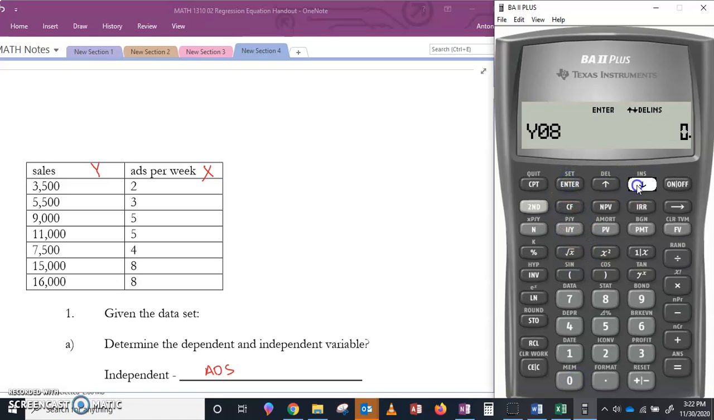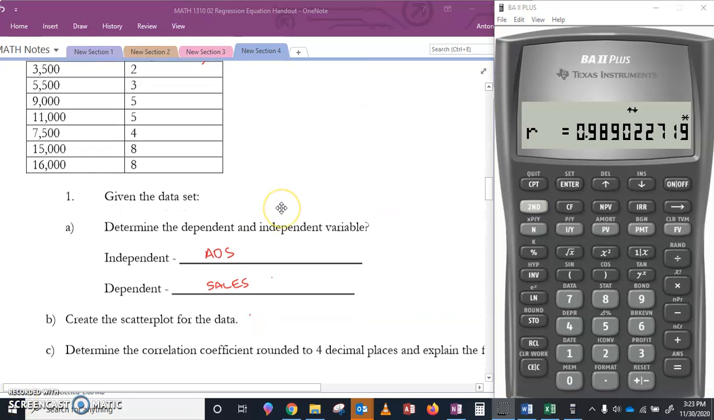Okay, and now that I have my data set, I'm going to start from scratch and go down and make sure everything's correct. And it looks good. So now we find the correlation coefficient. Once again, that is second stat. Make sure you're in linear mode. Scroll down until you see your R, and it looks like it's quite strong.